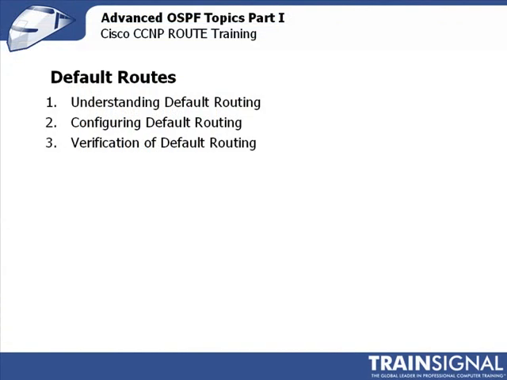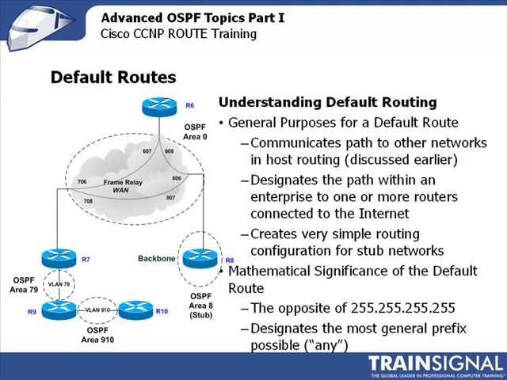We want to look at how it's a little bit unique in OSPF. We want to understand default routes. We want to configure them, and we want to be able to verify that they're working correctly. First, just understanding what default routes are. Why would you want to use a default route?